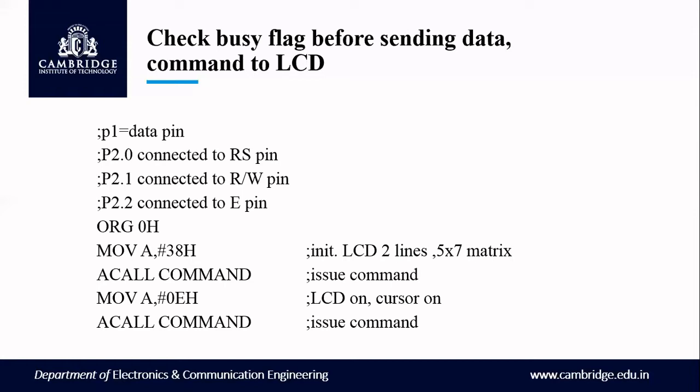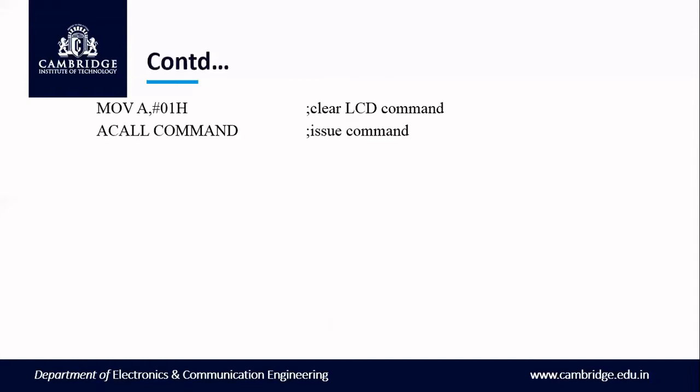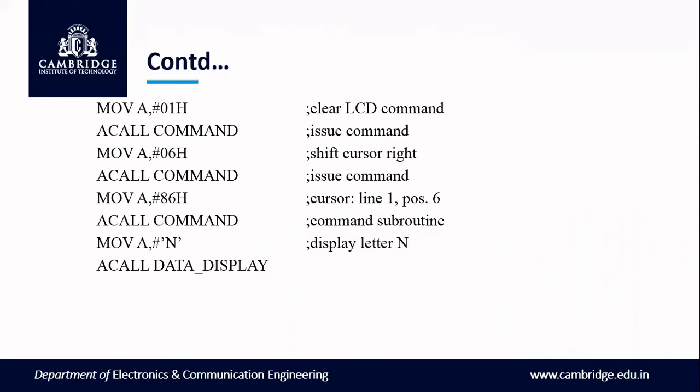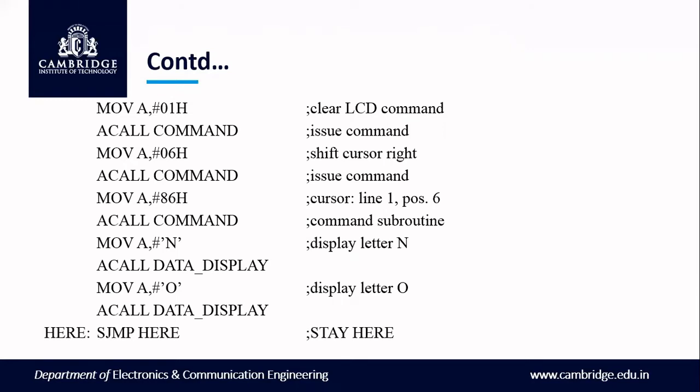So this is the main code. You are loading a command code and calling the subroutine for sending this command code. Here also you are sending 01 directly, meaning you are calling the subroutine for sending this command. Even for the data, you are calling data display. Again, you are calling data display for displaying 0, and then a jump here. So this is the main code.